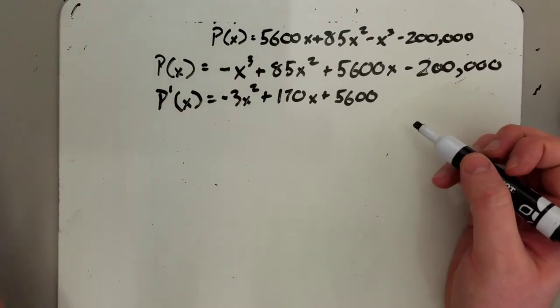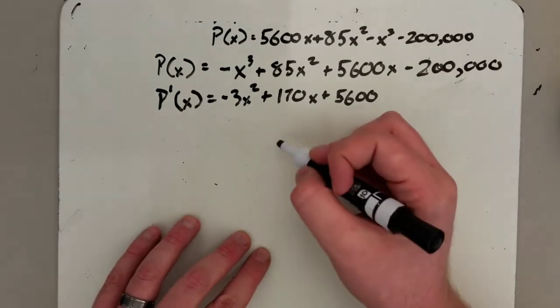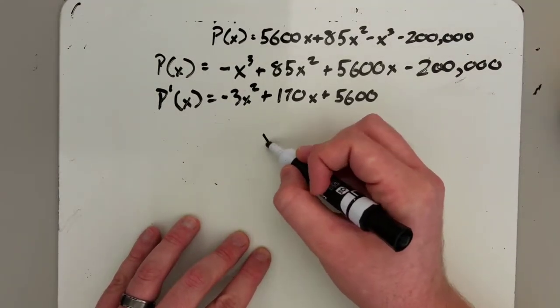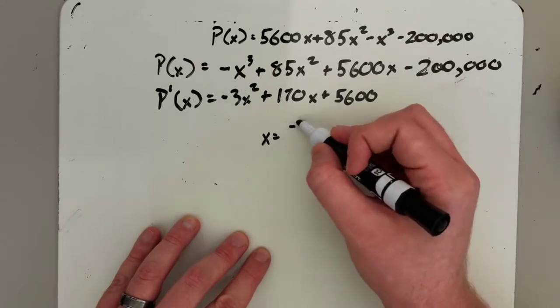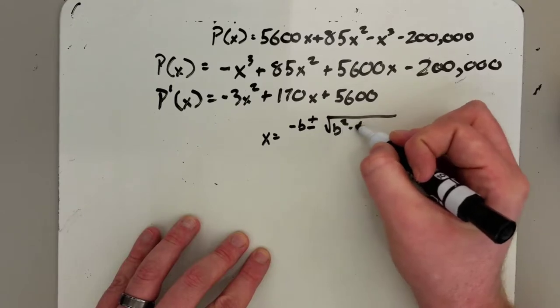So now we can start looking for factors of this. For most of you guys, probably the easiest thing to do is to plug it into the quadratic formula. So we're going to have X equals negative B plus or minus the square root of B squared minus 4AC.